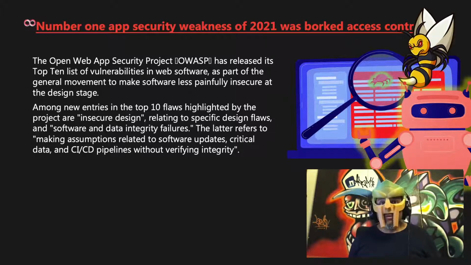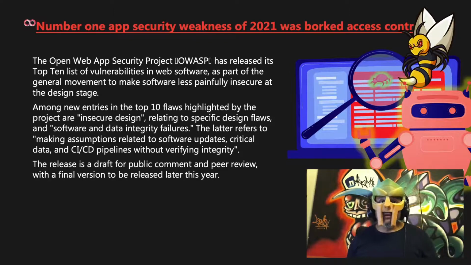The latter, software data integrity failures, refers to the making of assumptions related to software updates, critical data, and CI/CD pipelines without verifying its integrity. The release is a draft for public comment and peer review, with a final version to be released later this year.